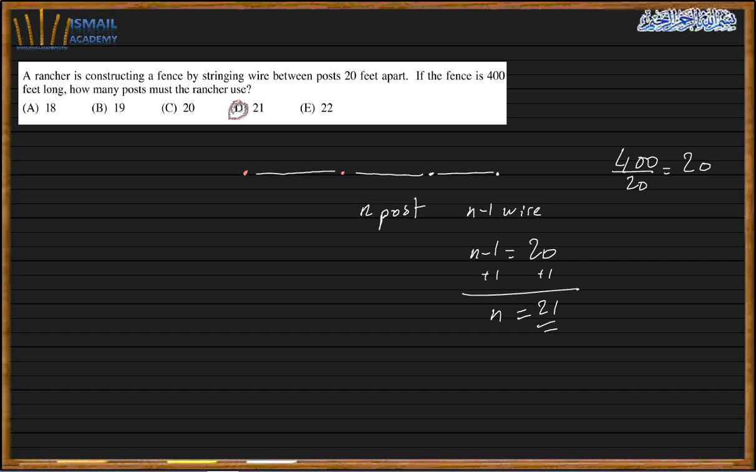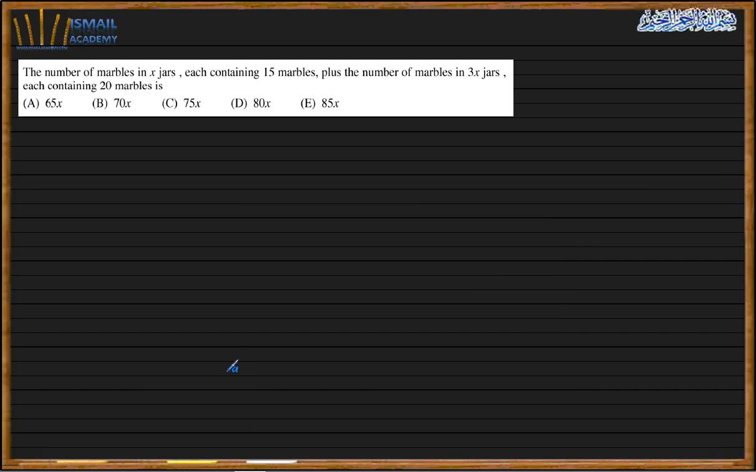Next question. The number of marbles in x jars, each containing 15 marbles. That means I have 15x. This is how many marbles I have. Plus the number of marbles in 3x jars, which is 3x jars that contain 20 marbles each. So that means times 20. So we'll have 15x plus 60x equals 75x. So C is my answer.